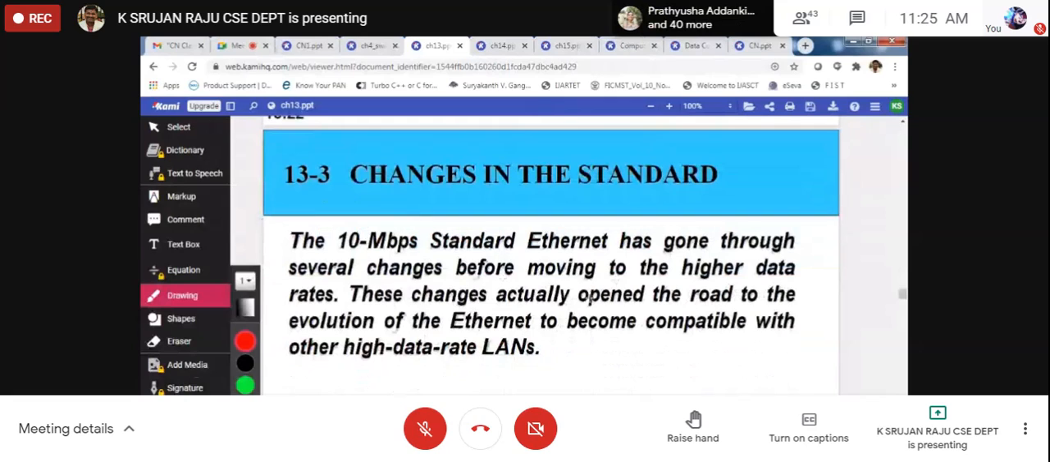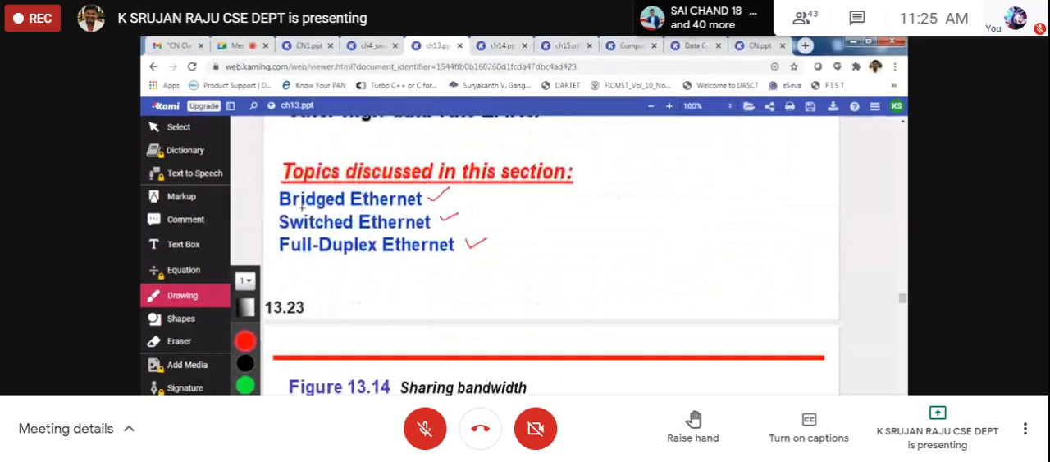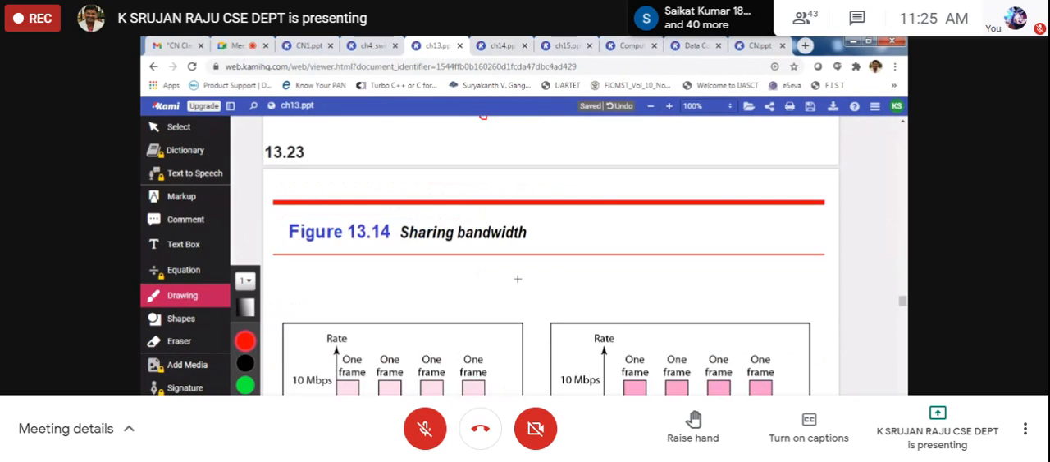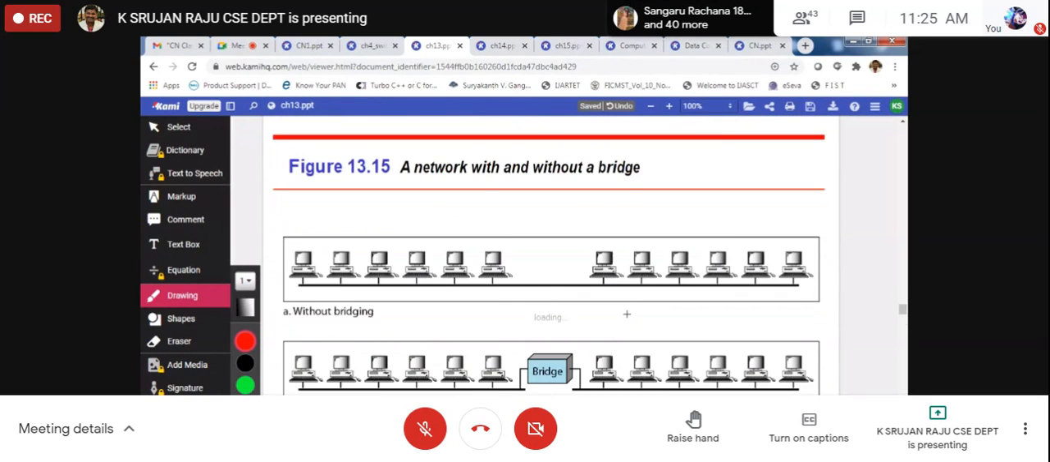The 10 Mbps standard Ethernet has gone through several changes before moving to higher data rates. These changes opened the road to the evolution of Ethernet to become compatible with high data rate LANs. How? We are going to have bridged Ethernet, switched Ethernet, and full duplex Ethernet. We will come back to these, but before that, let me complete this part.